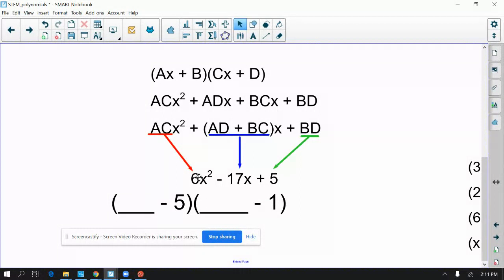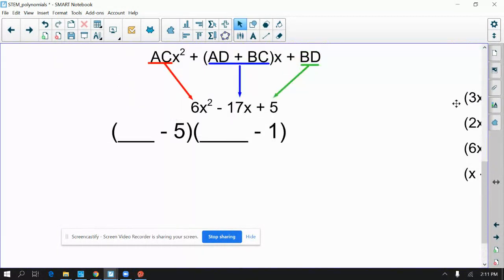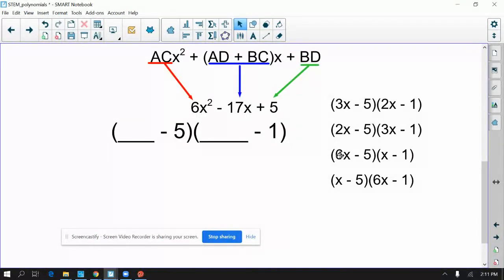These two numbers have to multiply to 6, and there aren't too many options for us. There's only these 4. Notice the second term on both binomials multiply to positive 5. The first term of each set multiplies to positive 6x squared. So which one of these is going to give me negative 17?